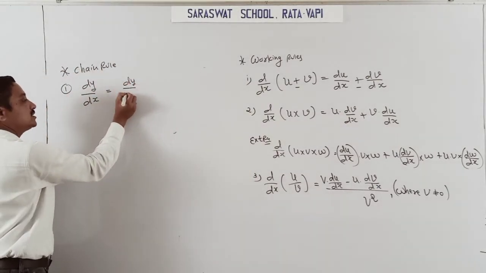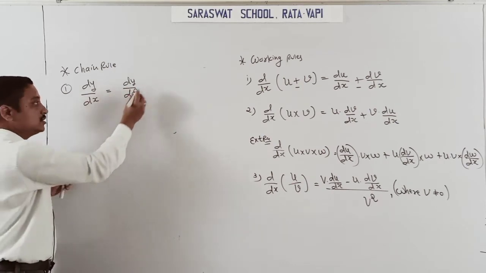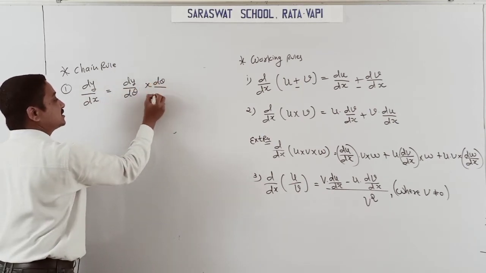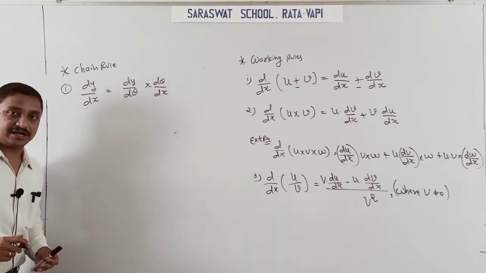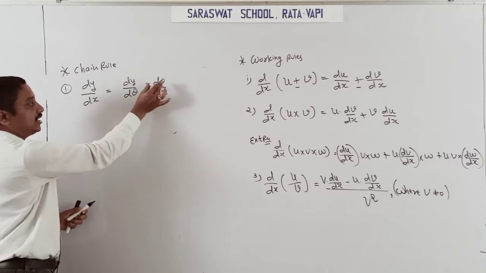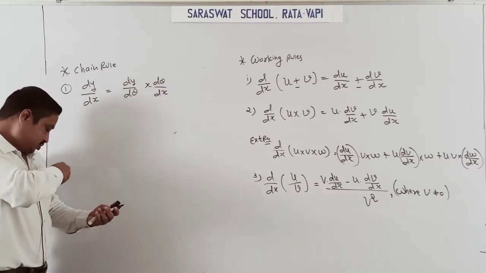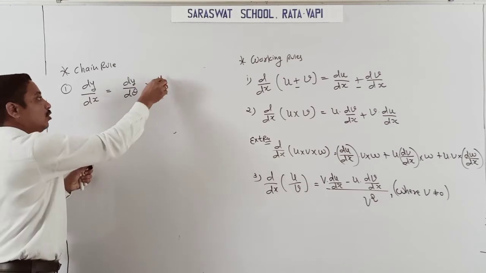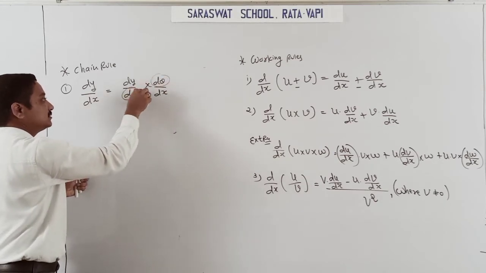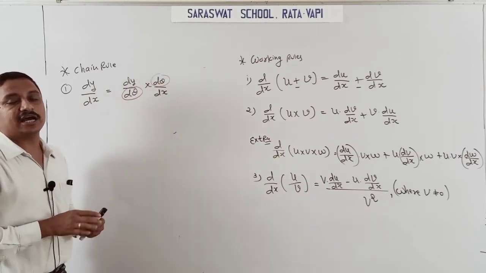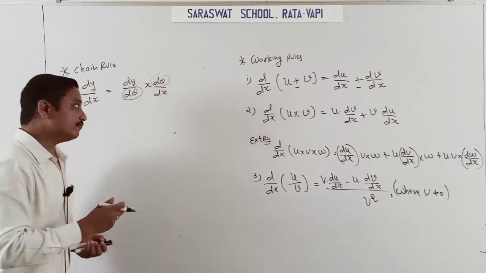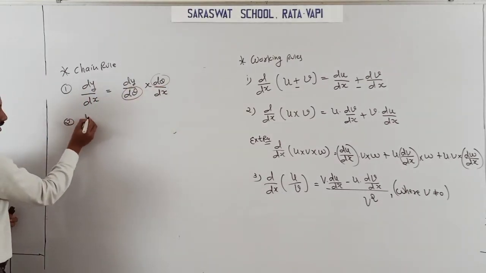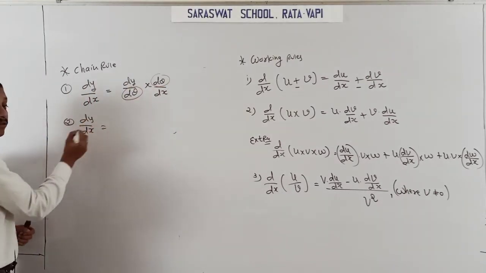Maybe this chain rule contains theta, so d theta by dx, and here first dy by d theta. Look at that, d theta and d theta. If you cancel, surely you get only dy by dx. But here I make the derivative with respect to theta, same as if I write dy by dx again.